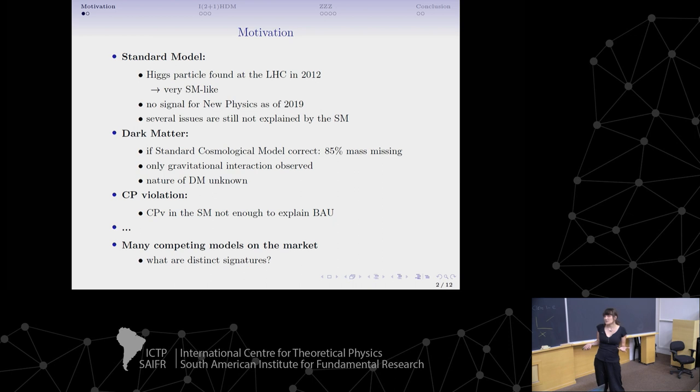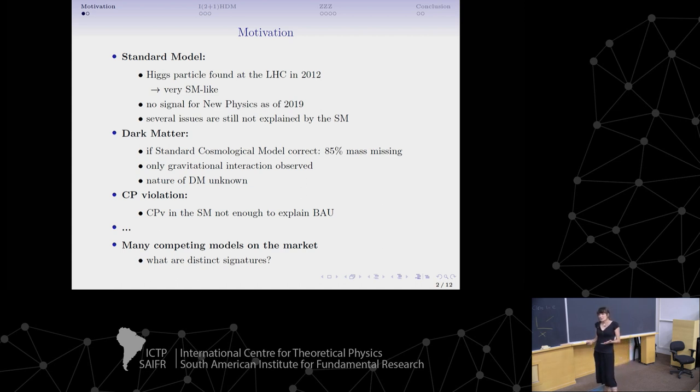So first, let me start with answering the question, why do we work on the Three-Higgs Doublet model? The shortest answer would be because it's one of the possible models that can exist. And although the standard model is a very good theory, very well tested, it still doesn't answer certain problems, like the problem of dark matter, CP violation, that we think we need more than what we have in the standard model, neutrino masses, vacuum stability, and so on and so forth.